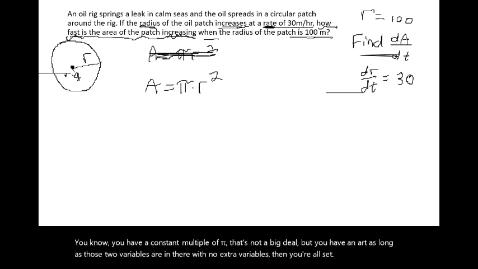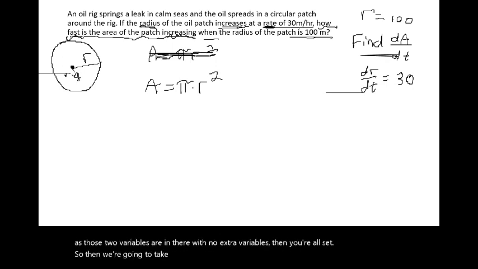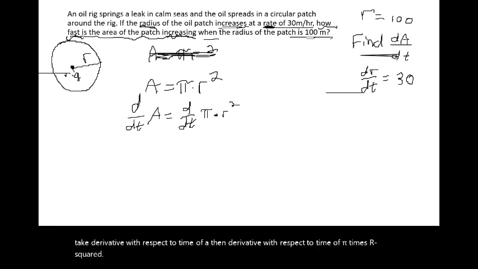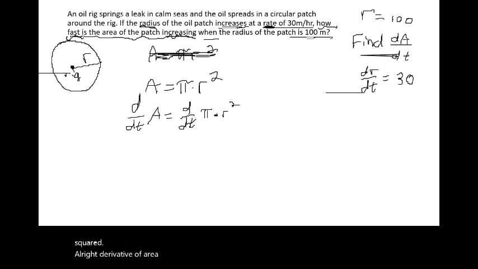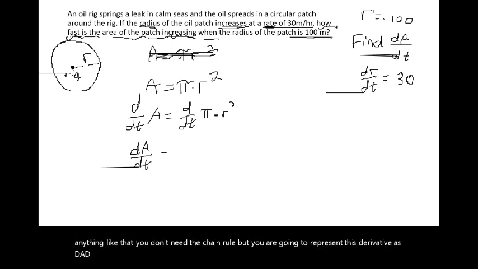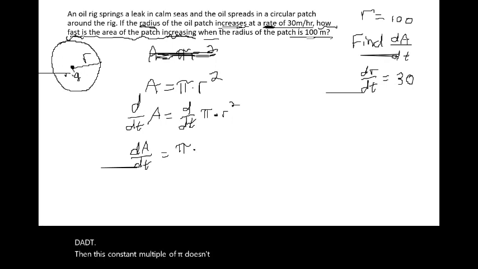So then we are going to take the derivative with respect to time of both sides. So we're going to take the derivative with respect to time of A, then the derivative with respect to time of pi times r squared. All right, derivative of area with respect to time. Since A is not being raised to any powers or anything like that, you don't need the chain rule, but you are going to represent this derivative as dA/dt. Then this constant multiple of pi doesn't go anywhere, just leave it there. And we're taking the derivative of r squared with respect to t.